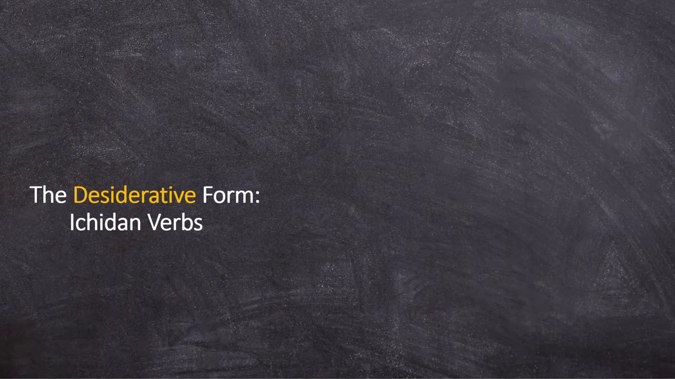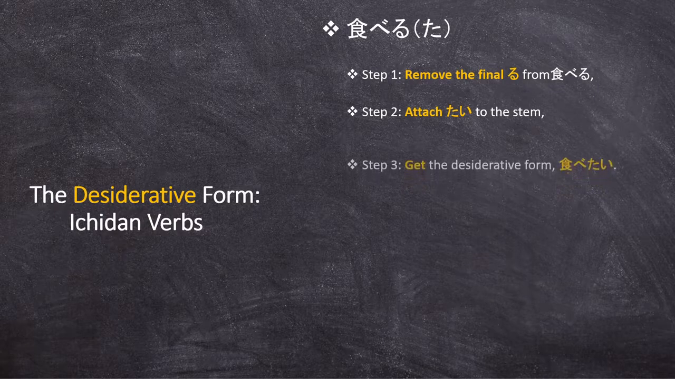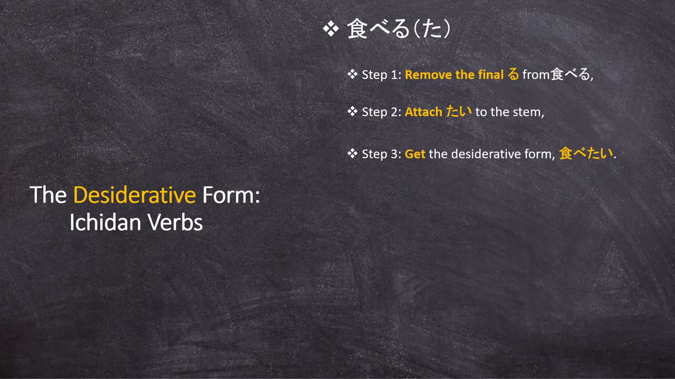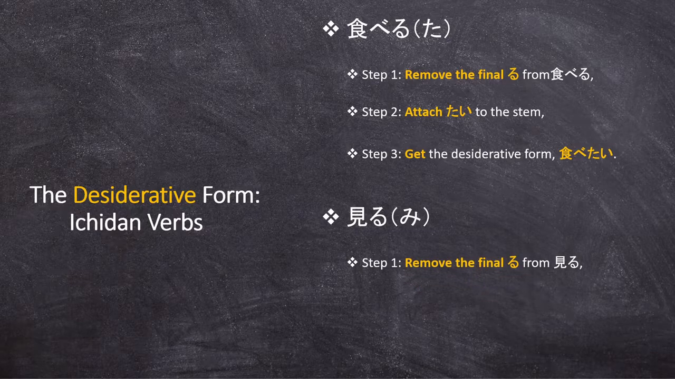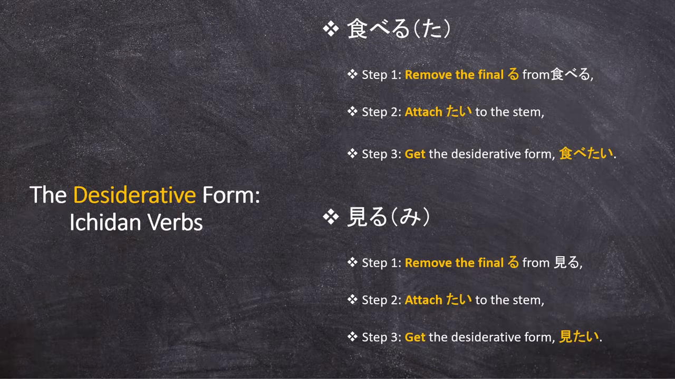Alright, so how do we form the desiderative form tai with ichidan verbs? Let's use the verb taberu as an example, meaning to eat. So step 1 is to remove the final ru from taberu. Then we need to attach tai to the stem that we have gotten this way, and we will get the desiderative form tabetai. After this, let's see how miru fares. Step 1, once again, remove the final ru, then add tai, and you will get mitai, the desiderative form.